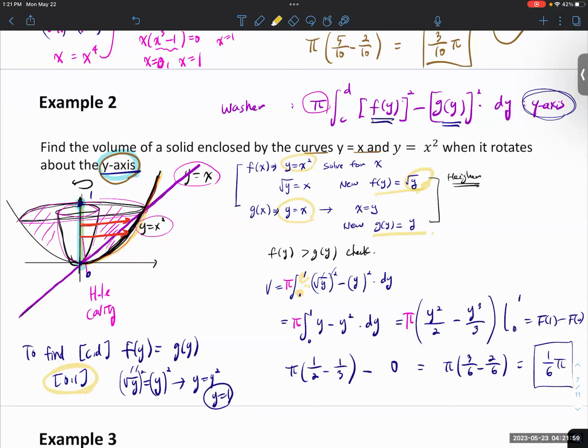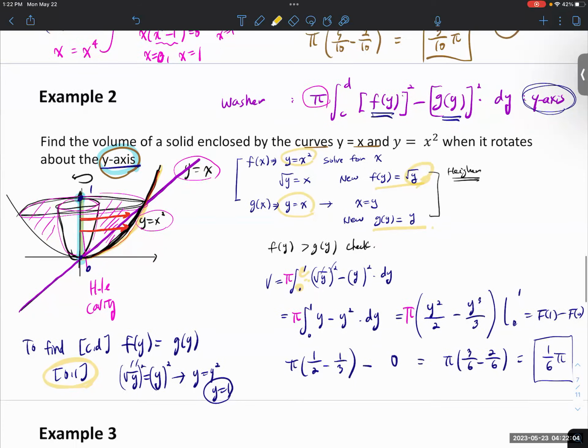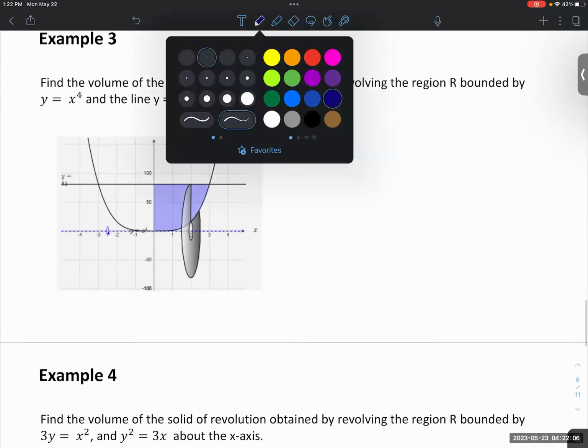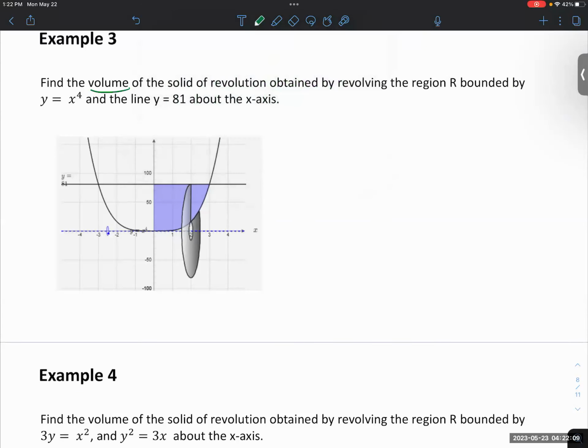I hope you're getting better. I'm going to do two last questions to practice and to help you. All right, so here we go. In this question, we are looking for volume. The functions are y equal to x to the 4 and y equal to 81. The quadratic one, x to the 4, is this shape, and this is y equal to 81. We are looking for the volume of that purple area, because when you rotate y equal to 81, that's going to be a whole circle.